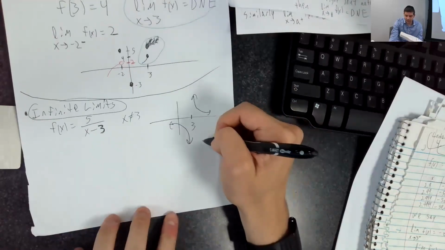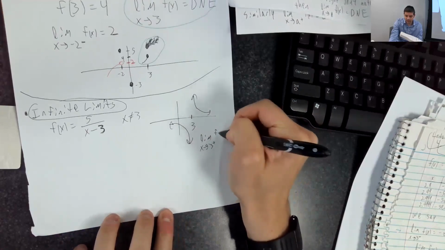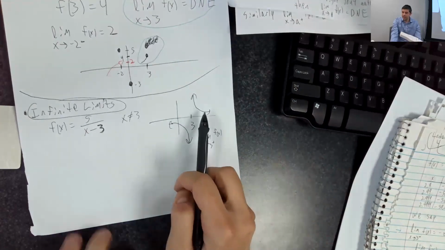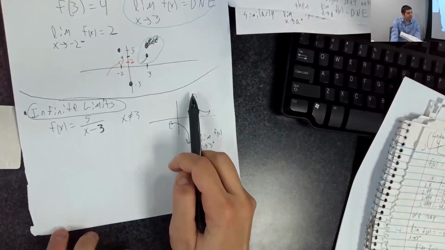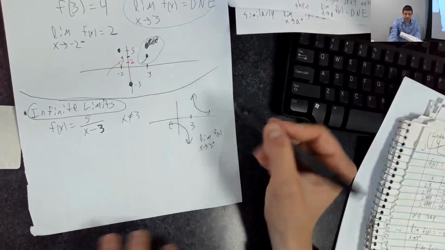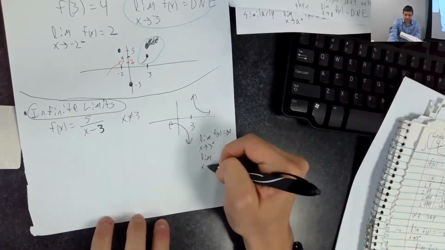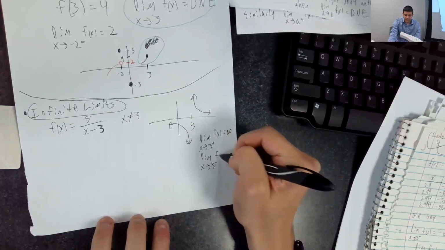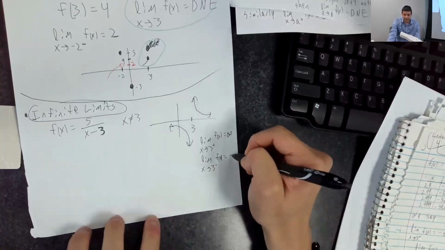So if you look at the graph, limit as x goes to 3 from the right of f of x. Notice that as x goes to 3 from the right, the y values are heading towards what? Positive infinity. And from the left, if I look at the graph, the y values are heading towards negative infinity.